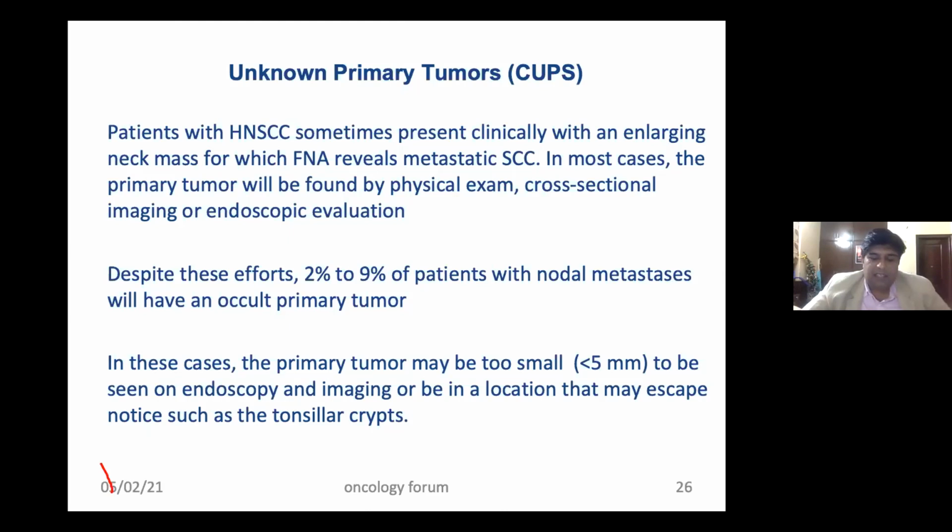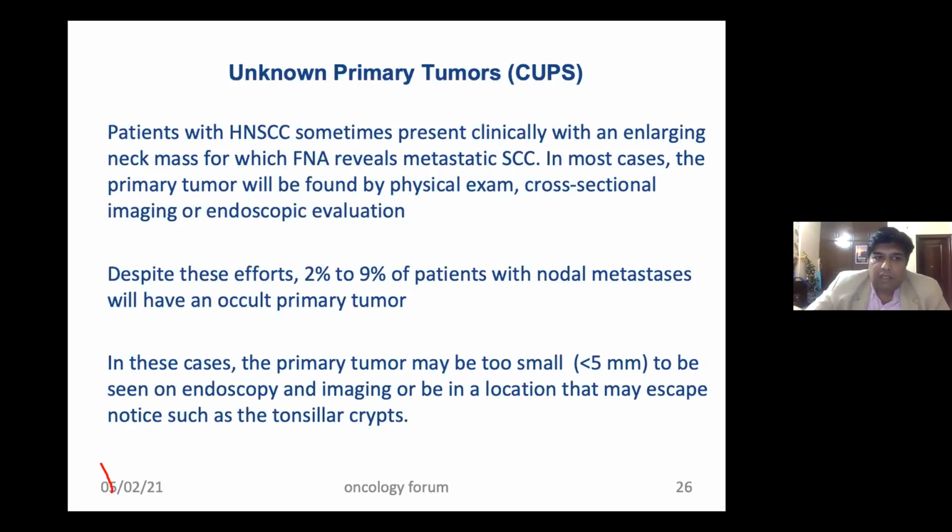So if we divide CUPS as far as imaging is concerned, about 50% of the CUPS patients come from the head and neck side. So we have a special word for head and neck cancers. Patients with head and neck cancer sometimes present with metastatic squamous cell carcinoma in cervical lymph nodes. And despite all the efforts, about 2 to 9% of patients who come with a nodal metastasis have an occult primary site.